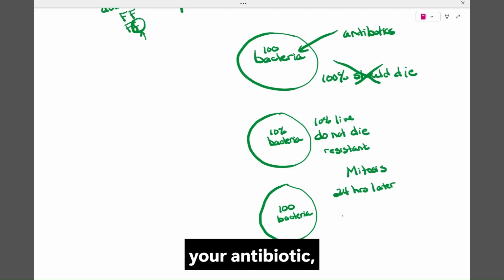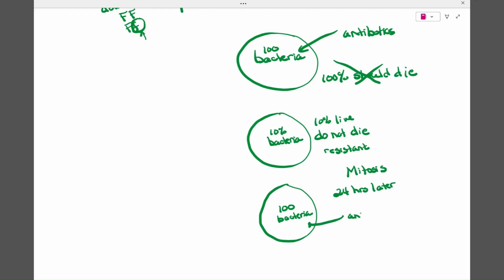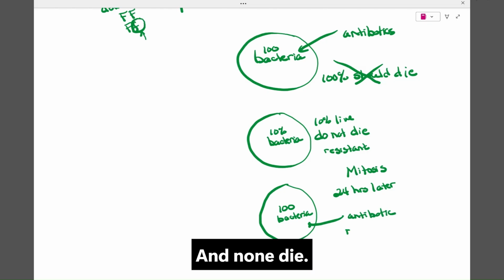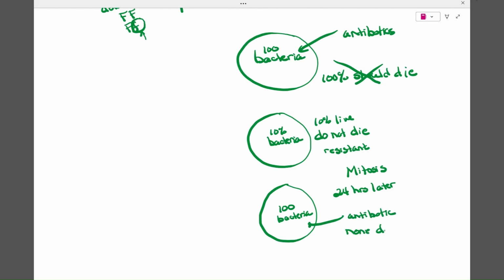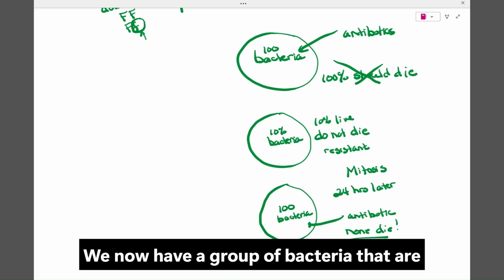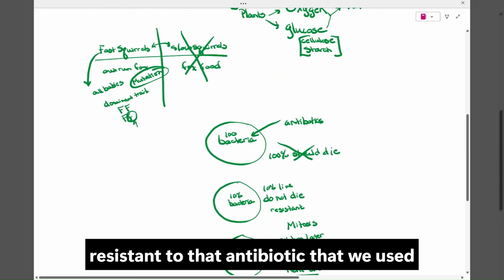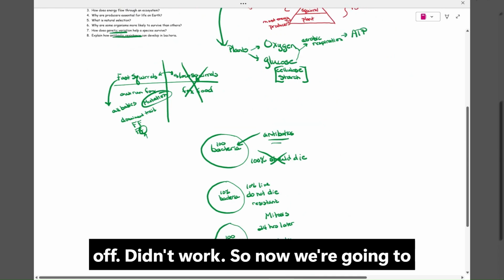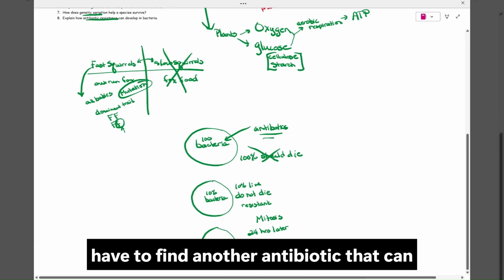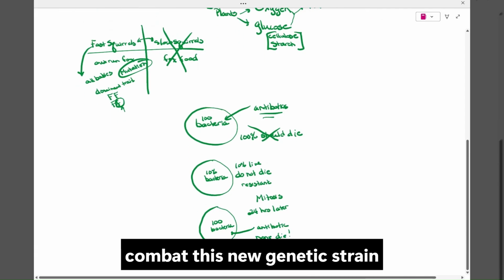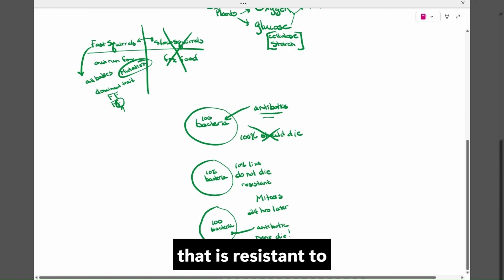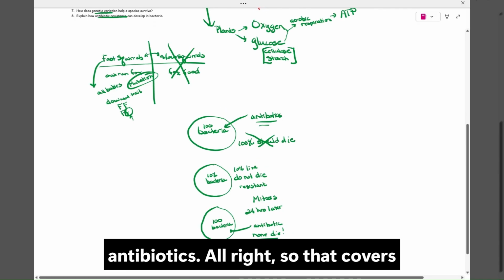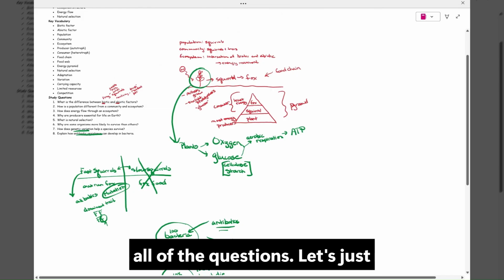So you go and you throw in your antibiotic, and none die. Right? We now have a group of bacteria that are resistant to that antibiotic that we used up here at the top to try to kill them off. Didn't work. So now we're going to have to find another antibiotic that can combat this new genetic strain that is resistant to antibiotics. All right, so that covers all of the questions.